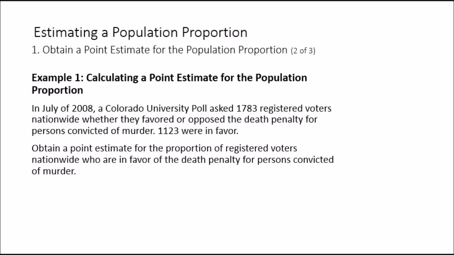Let's look at this example to see how we're going to calculate a point estimate for the population proportion, which is the sample proportion. In July of 2008, a Colorado University poll asked 1,783 registered voters nationwide whether they favored or opposed the death penalty for persons convicted of murder. 1,123 were in favor. We want to obtain a point estimate for the proportion of registered voters nationwide who are in favor of the death penalty for persons convicted of murder.